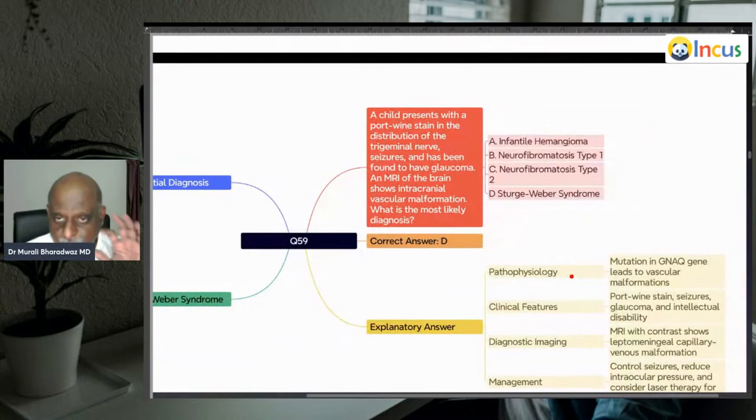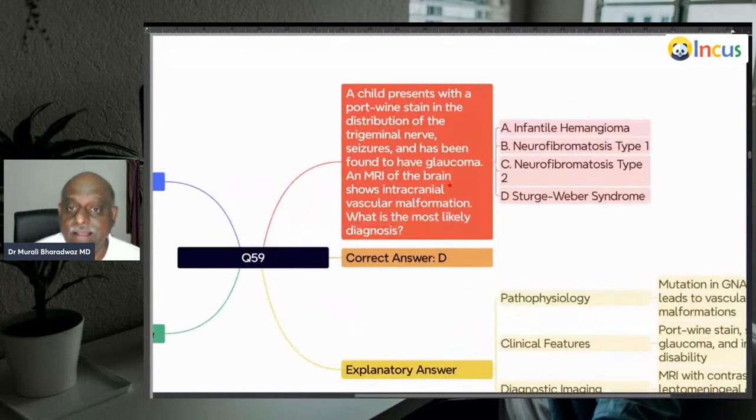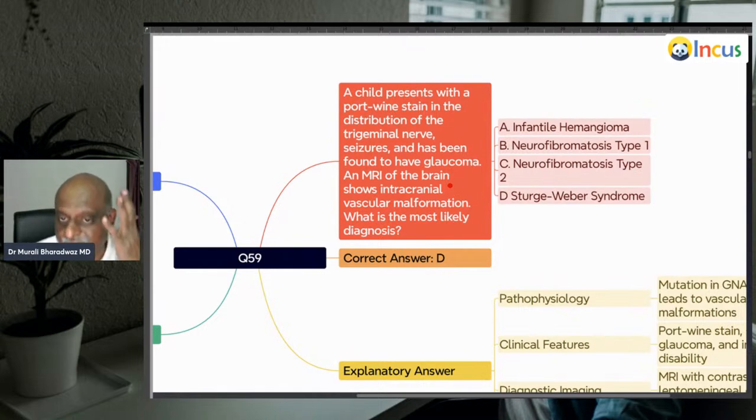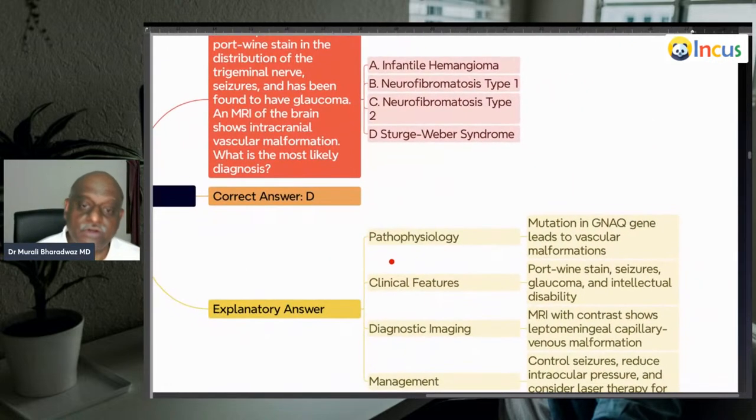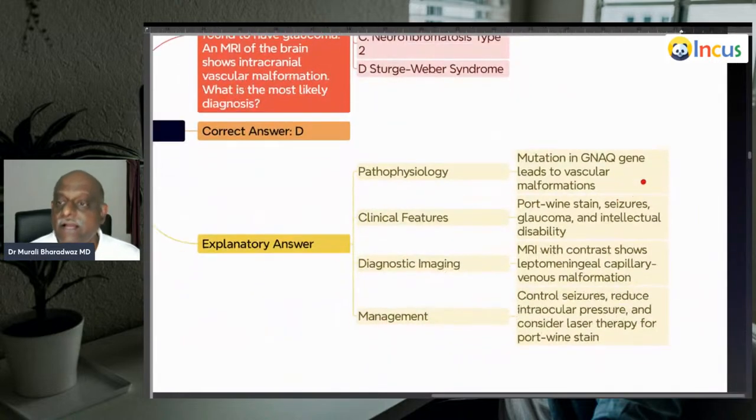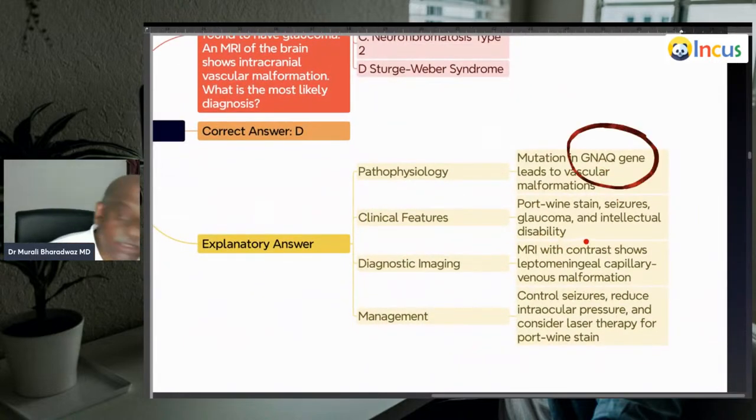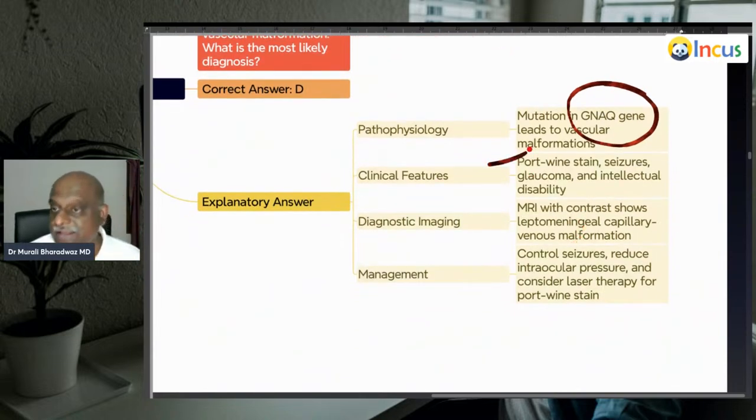A child presents with port wine stain in the distribution of the trigeminal nerve and is found to have glaucoma. MRI of the brain shows intracranial vascular malformation, tram track calcification. What is that called, doctor? Sturge-Weber syndrome is what you need to remember. It is the mutation in the GNAQ gene: port wine stain, seizures, glaucoma, intellectual disability, leptomeningeal capillary venous malformation with seizures.